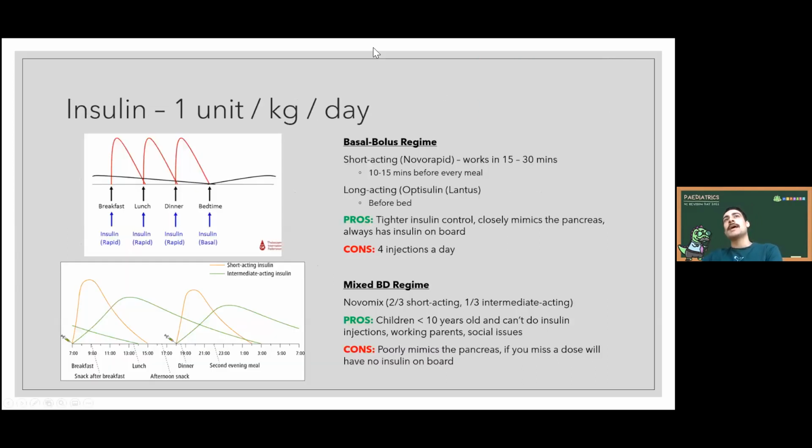So with insulin, they aim to give kids 1 unit per gram per day, and they have a few different regimes for this. The main one is the basal bolus regime. They give short-acting insulin for every meal, which is usually Novorapid, and then a long-acting just before they go to bed. The Novorapid usually acts about 15 to 30 minutes, so they give it about 10 to 15 minutes before a meal. And then the long-acting, they give at night, and that usually lasts for about 24 hours.